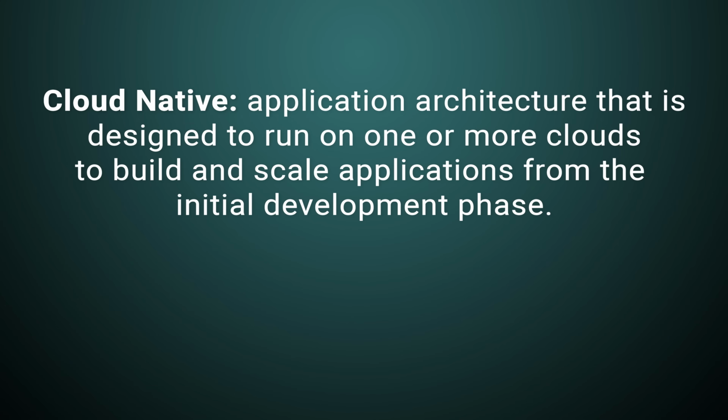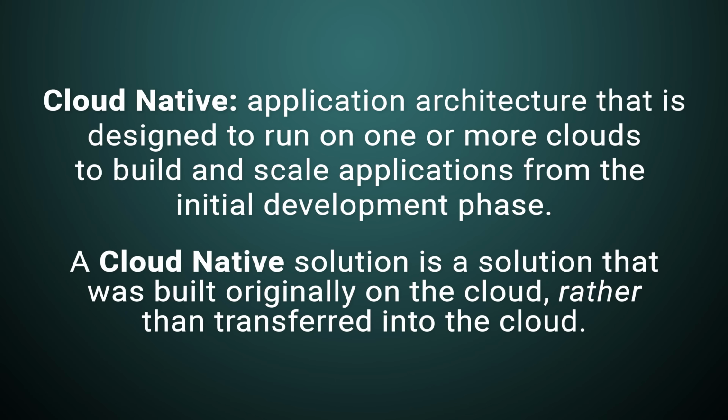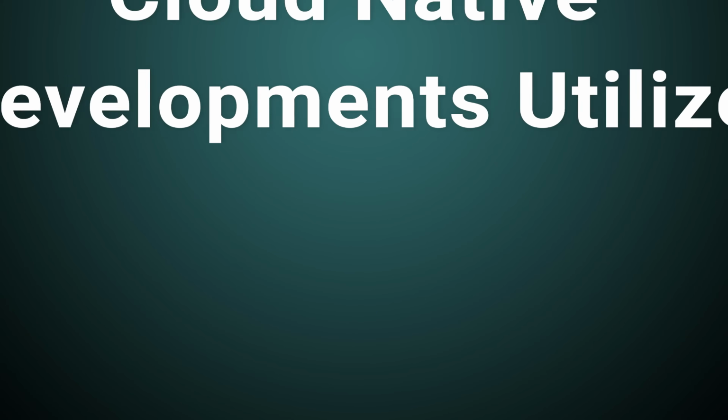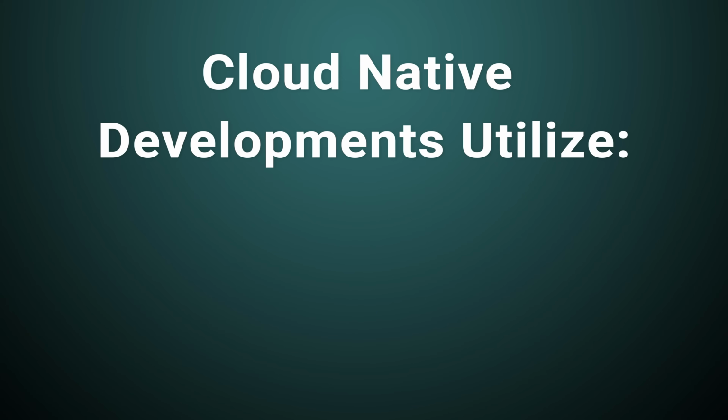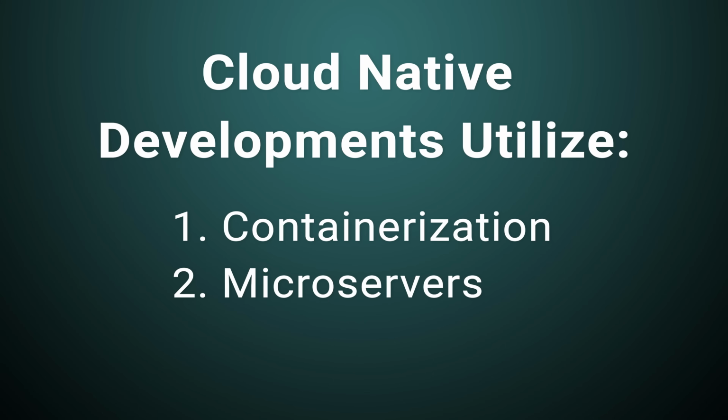Now, Terraform is an immutable solution, which I'm going to get into very shortly, but part of the requirements for understanding that is also understanding what cloud native means. Terraform is a cloud native solution, but what exactly is a cloud native solution? Cloud native refers to application architecture that is designed to run on one or more clouds to build and scale applications from the initial development phase, as opposed to migrating existing on-premises or local infrastructure to the cloud. So basically, a cloud native solution is a solution that was built originally on the cloud rather than transferred into the cloud. Cloud native developments utilize modern application development techniques, including containerization, microservices, as well as declarative APIs.